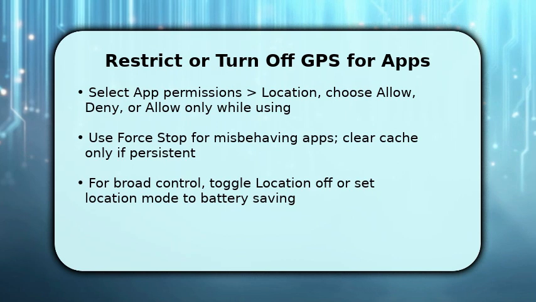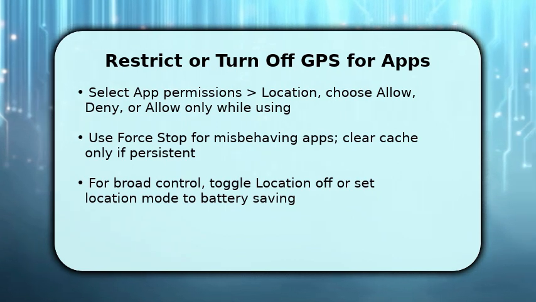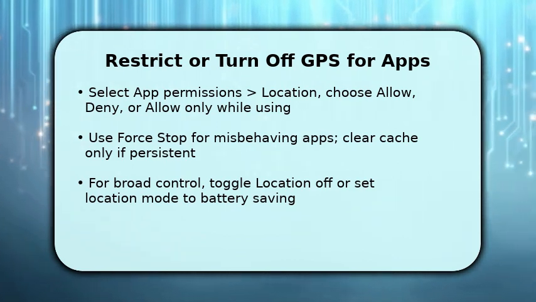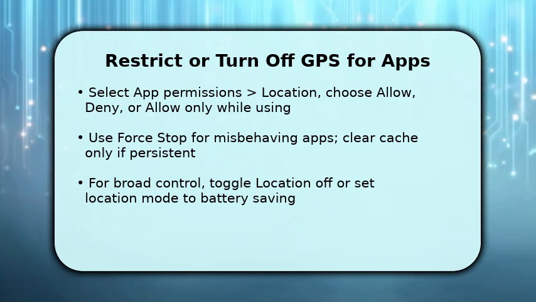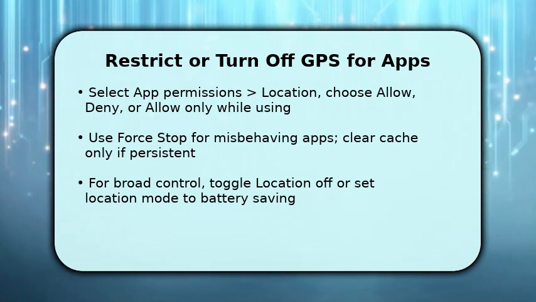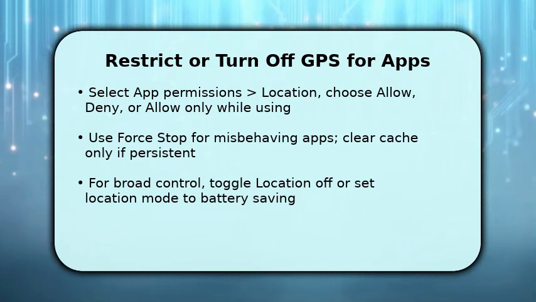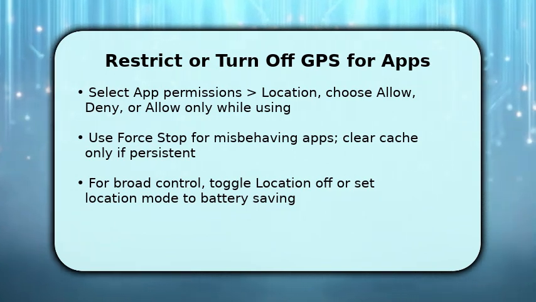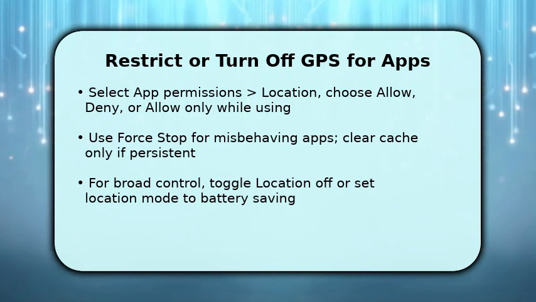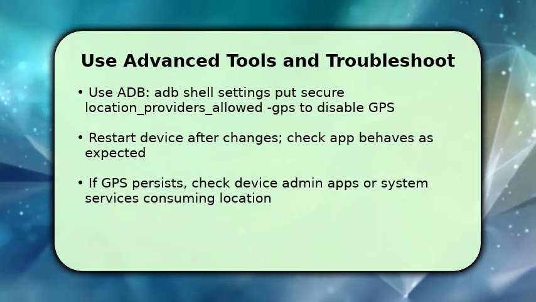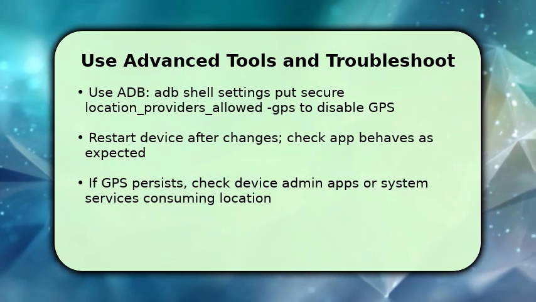For system-wide cessation, toggle location off or switch to battery saving mode, which prevents GPS hardware use while keeping network location available. Make sure to confirm changes by reopening the app. For advanced control, connect via ADB and disable GPS providers directly. This is useful when UI toggles fail.